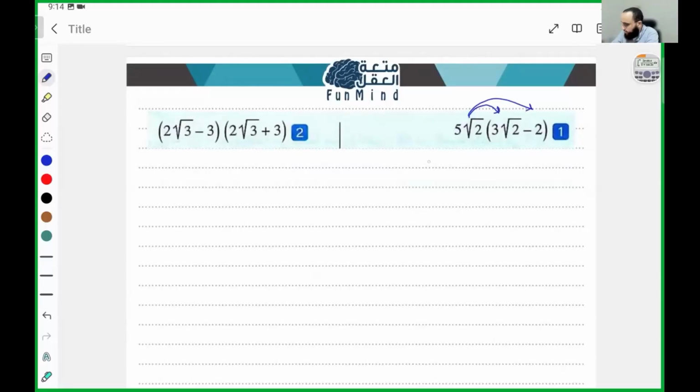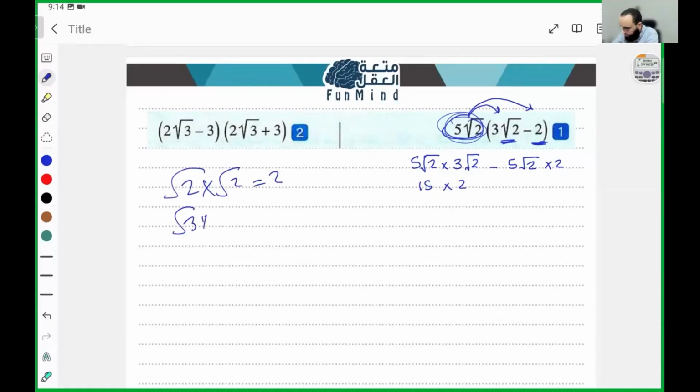Distributing. It's 5 root 2 times what? It's 5 root 2 times the first, and then minus 5 root 2 times the second. Okay? 5 times 3, 15. So this is root 2. Root 2 times root 2, 2. Root 3 times root 3, 3. Root 8 times root 8, 8, and so on. Okay?